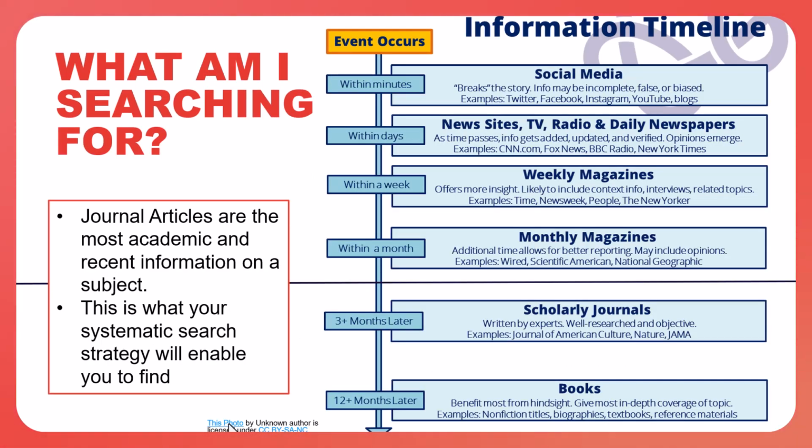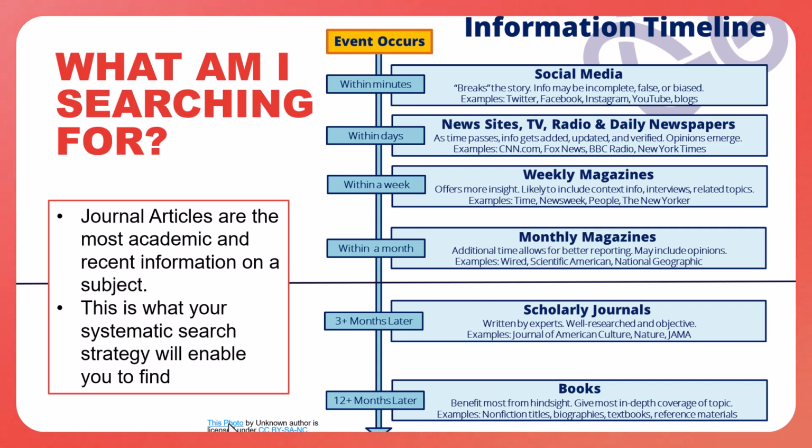When we're developing a search strategy, what is it that we're actually searching for? The diagram on the right of the screen here is showing the information cycle, the information timeline, and it shows how information develops over time. You'll see there's a line cutting through that process. Below that line, we have scholarly journals, research papers, and then books. Those are academic sources, and it's those that we are looking for when we are developing a search strategy.